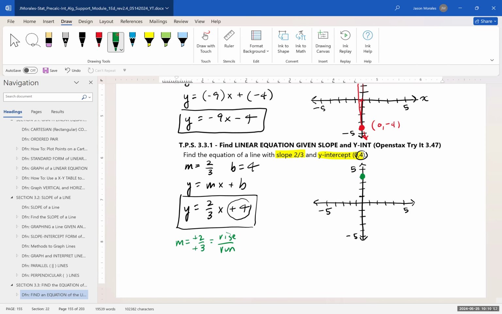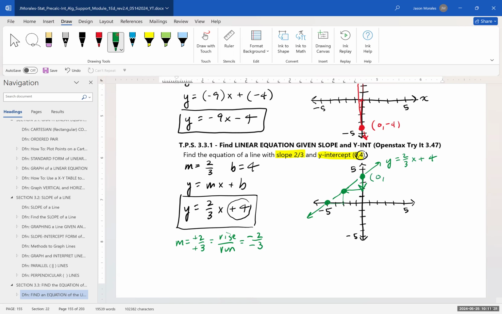So to get a positive 2/3 slope, we could have -2 and -3, right? So that's going to give us a rise of -2, put us right here, and then a run of -3, which puts us right there. And then we could do it again, 2, 3, and have another one right there. So this is what the graph of y equals 2/3 x plus 4 looks like.